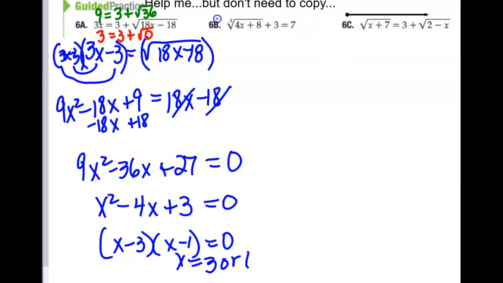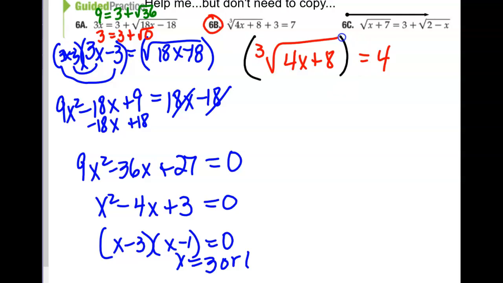All right, there's one of these on the quiz, and you're going to be so excited to see it because it's straight up easy. What do you do to isolate the radical here? Subtract. So we have the cubed root of 4x plus 8 equals 4, okay? And now you just cube both sides, absolutely. Why is this an easier problem? Because there was no algebra on the right. So we end up with 4x plus 8 equals 64.